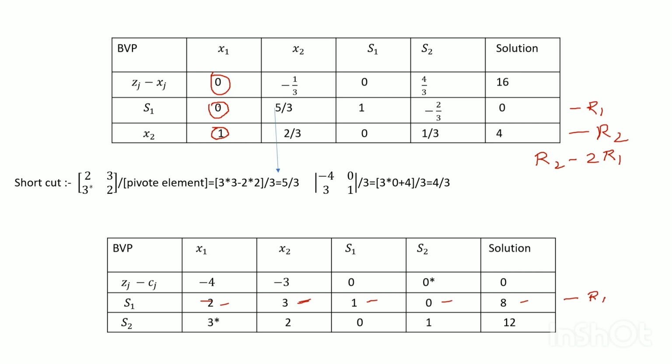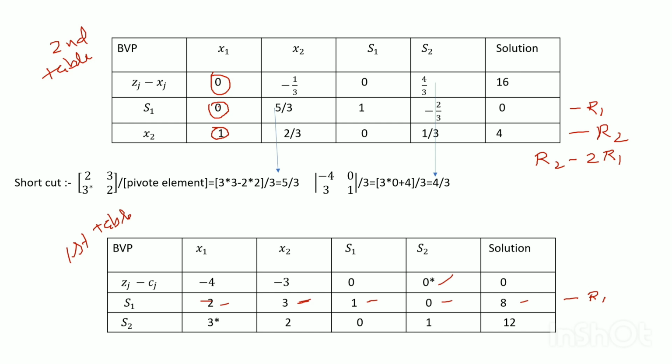So 3 cross 3, because in the first step the pivot element is 3. So 3 cross 3 is equal to 9 and 2 cross 2 is equal to 4. So 9 minus 4 is equal to 5 by 3. That's why I get this value 5 by 3. And you see minus 4 0 3 0 1 divided by 3, you get 3 into 0 minus 4 into 1, minus 4 plus 4. Okay, it is the determinant value.